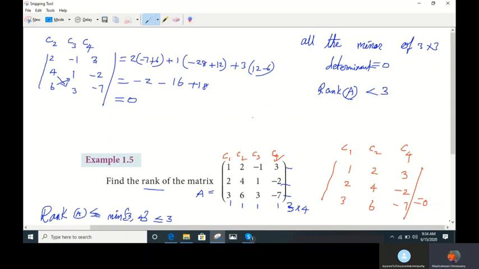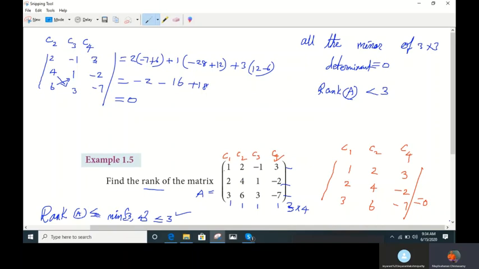In the beginning I wrote less than or equal to 3, correct? When the first step is less than or equal to 3, maybe 3 or less than 3. It is clear that it is less than 3. Why? All the minors become 0, so rank can never be 3. Is it 2 or not, sir? Then you can check with any 2 cross 2 minor. That 2 cross 2 minor should not equal 0.